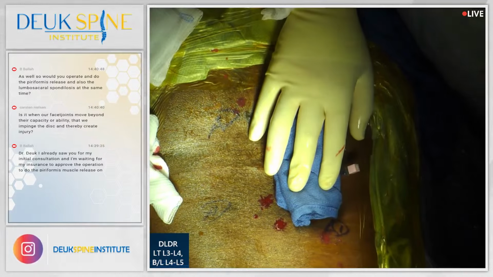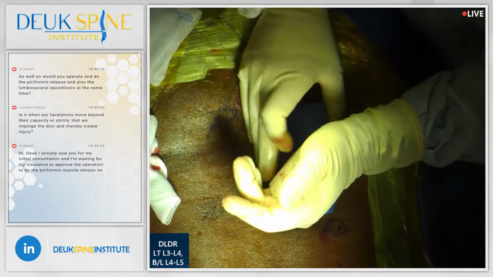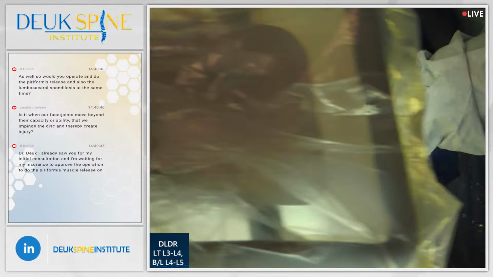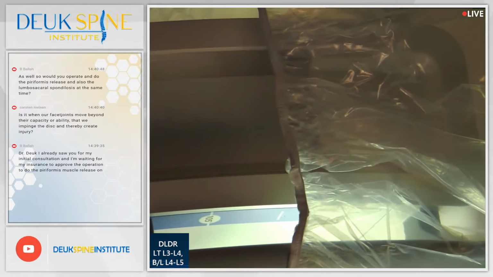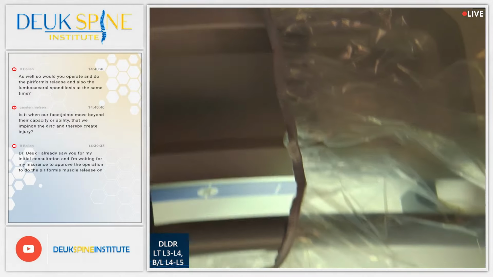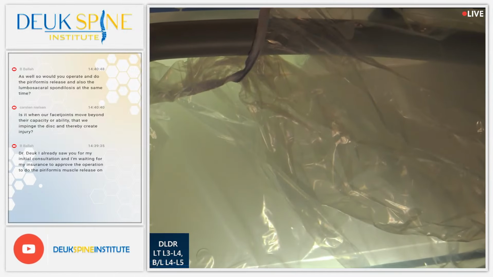That rips. That's how you get an annular tear. And then your facet capsule rips. That's how you get a facet capsule tear. When the facet capsule rips and tears, it never heals because you're always moving around. You don't give it time to heal.